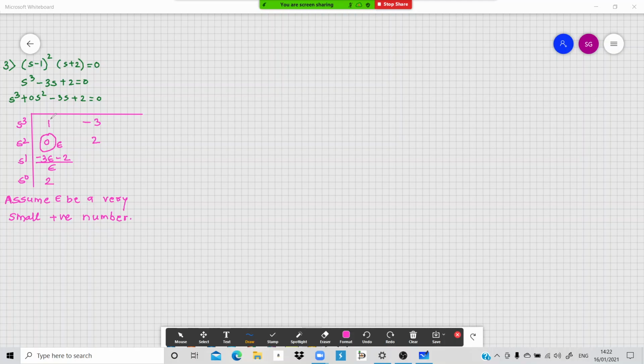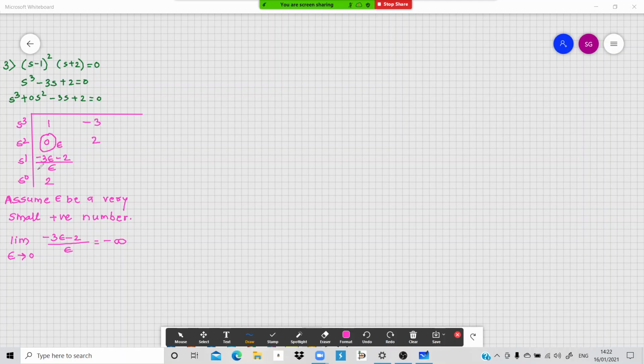This is a small positive number we are saying. So we are only interested in what is happening to this number. So we'll take the limit epsilon tending to 0 of minus 3 epsilon minus 2 divided by epsilon. So see, when it is tending to 0, this will become 0. This is minus 2 divided by 0 and the minus sign is there, so it will become minus infinity.